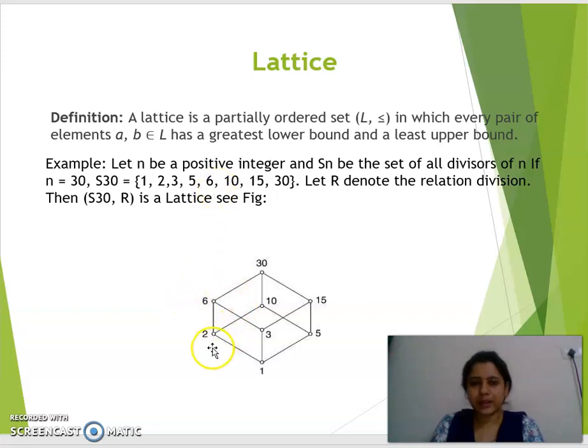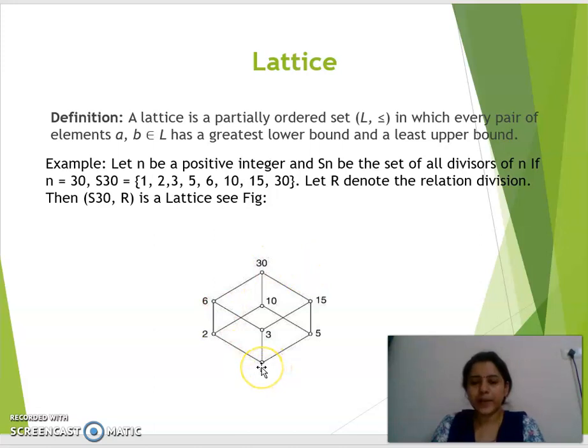Here we have an example. Let n be a positive integer and Sn be the set of all divisors of n. If n equals 30, then S30 has the elements 1, 2, 3, 5, 6, 10, 15 and 30. Then R denotes the relation division. Here the relation is division and the set is 1, 2, 3, 5, 6, 10, 15 and 30. If you draw a Hasse diagram for this partial order set, you will get it like this.